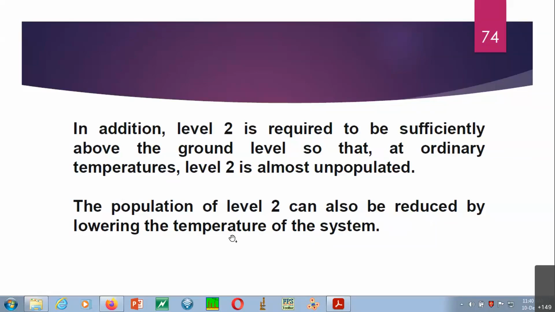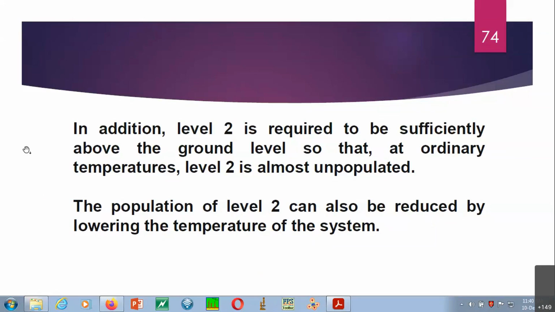Okay, so if you reduce the temperature of the system a little, that will also help you bring the number of particles from level 2 to level 1. So by these two arrangements, one can get the laser output properly between level 3 to level 2. If you do this, then only will the number of particles get down to the ground level. So consider this an important point.